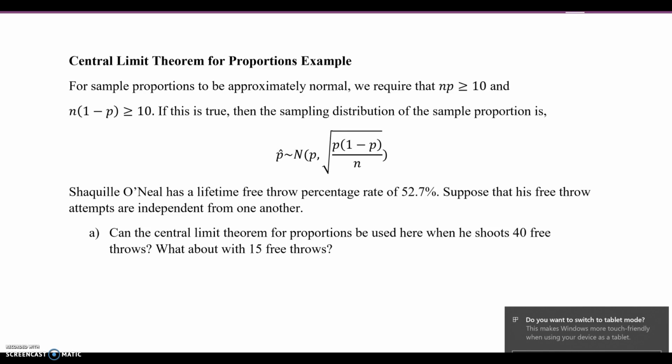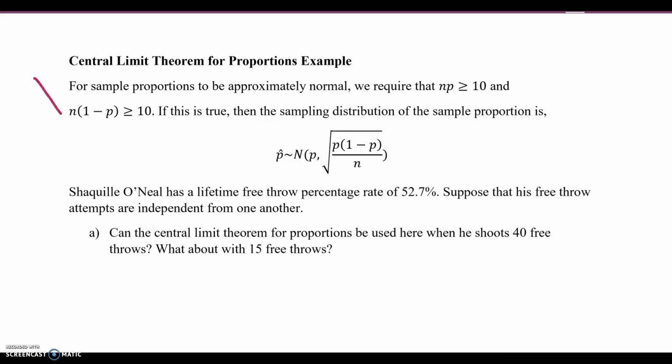Okay, so in class we did an activity, and what we discovered was something called the central limit theorem for proportions. What the central limit theorem for proportions says is that for sample proportions to be approximately normal, we require that n times p is greater than or equal to 10, and n times (1 minus p) is greater than or equal to 10 also. So if this is true, then the sampling distribution of the sample proportion is this.